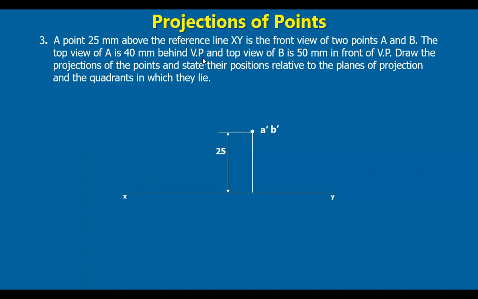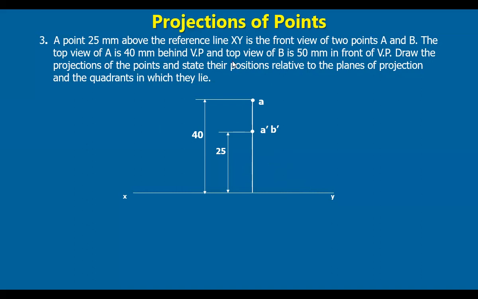The top view of A is 40 mm behind VP. Top view behind VP means above the reference line. So here it is obtained at a distance of 40 mm. So mark a point here at 40 mm distance from the reference line, and here it is the top view of A. Okay, we got the top view.